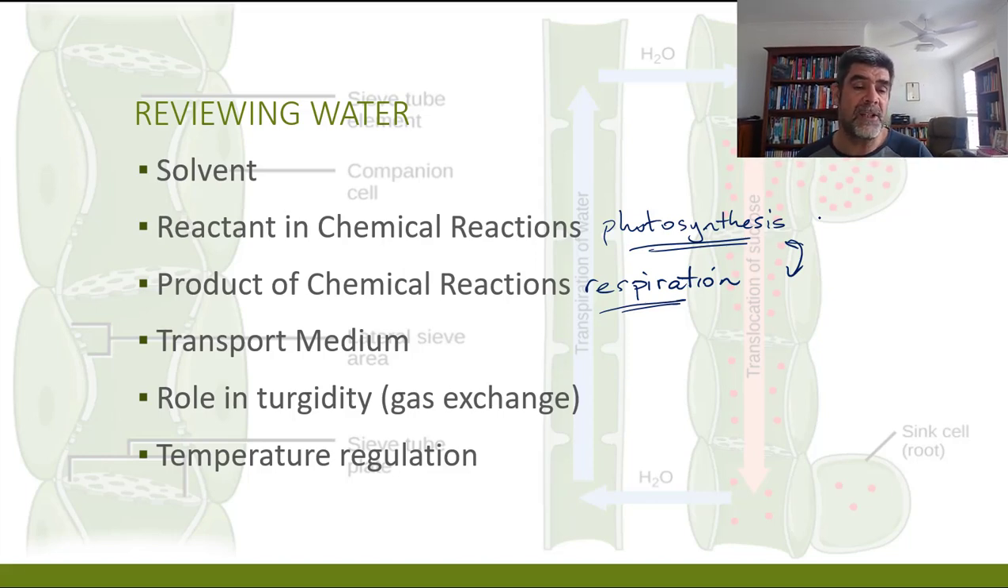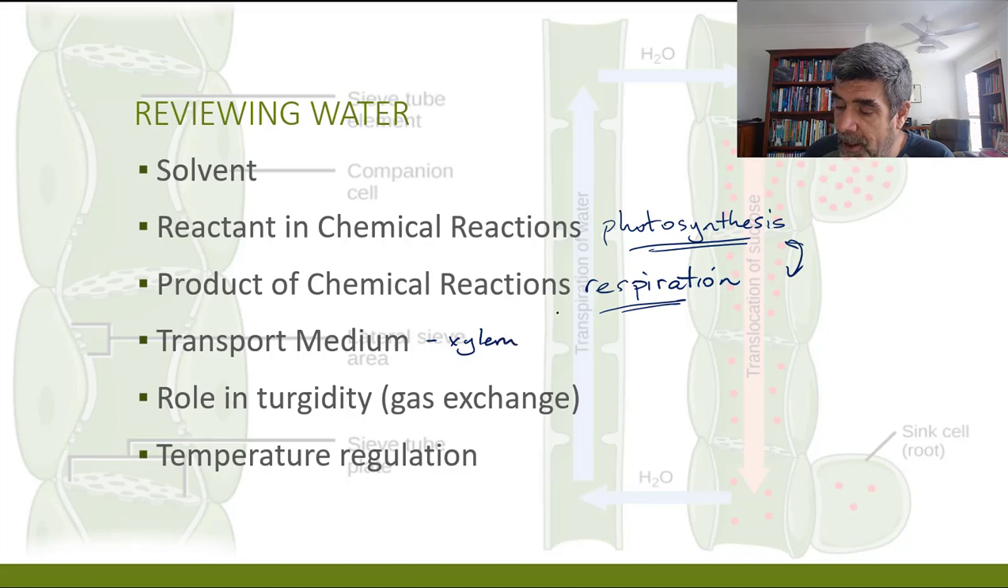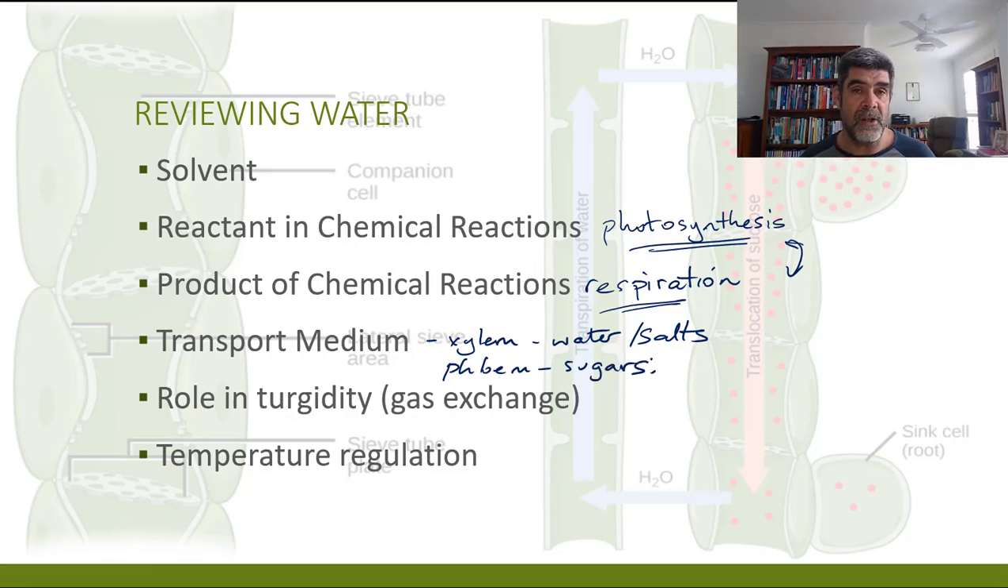As I mentioned, it's an important transport medium, and it's important not just through the xylem, which is the primary transport for water and salts, but we also have water moving through the phloem, where we have sugars. And that's because water can exert, through osmotic pressure, a change in the concentrations of solutes as they move through the plant.